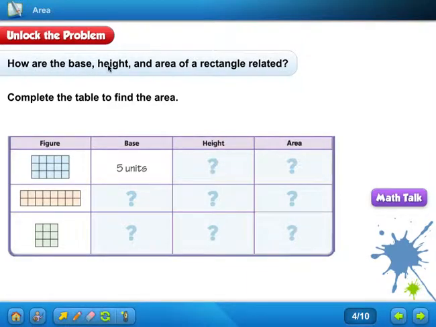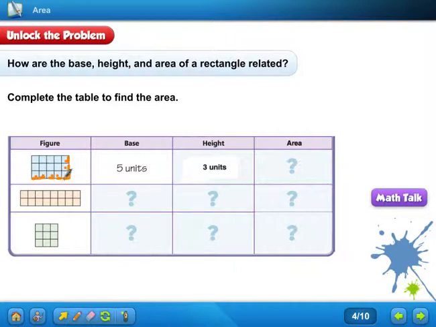So how are the base, height, and area of a rectangle related? Complete the table to find the area. All right, so in this one the base is 1, 2, 3, 4, 5. So that's where you get that 5. Then recount this side right here: 1, 2, 3. Those corner ones actually get counted twice, because they get counted once on this side and then once on this side. So make sure you don't skip it.